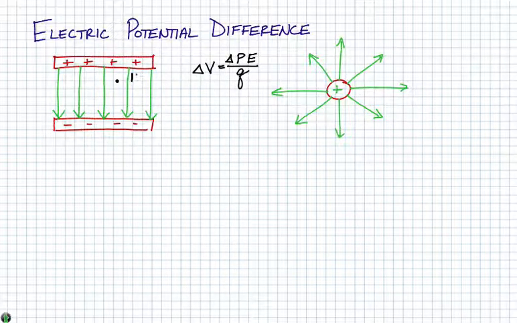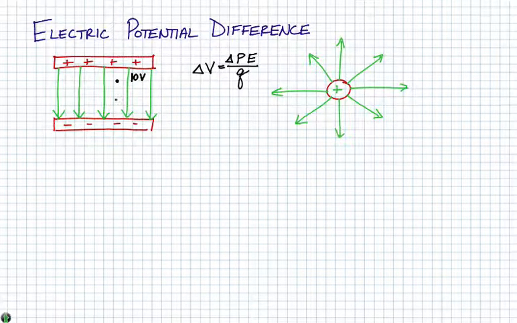As an example, we'll say this is 10 volts. So 10 volts here means that for every coulomb of charge I put here, I will get 10 joules of usable energy, because remember, another way of saying volt is joule per coulomb. 10 joules per coulomb of charge I put at this point.